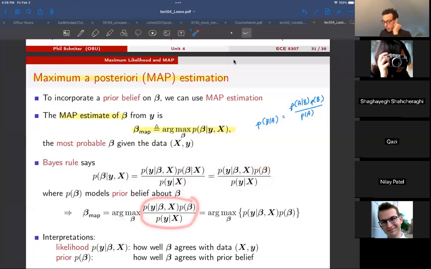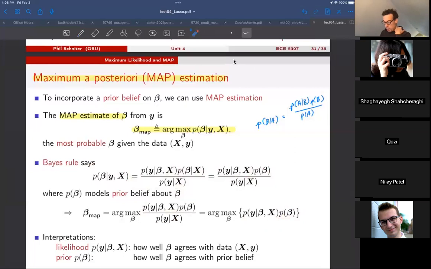But now notice that the denominator is not going to affect our maximization. It acts just like a scaling term. And so actually we can just forget about this. All we need to do is maximize the product of the likelihood and the prior. Okay, so in maximum likelihood estimation, you have this problem. And in MAP estimation, all you do is stick in the prior knowledge. You multiply the likelihood by the prior.